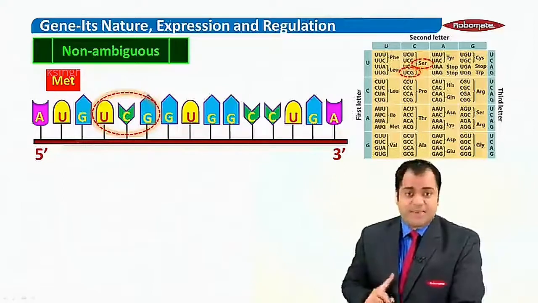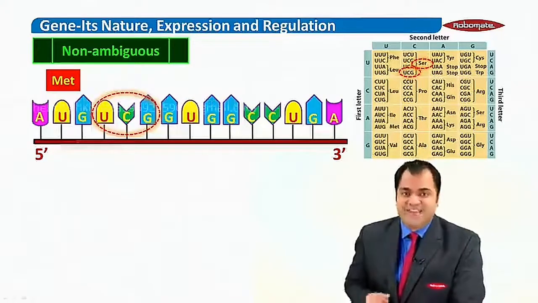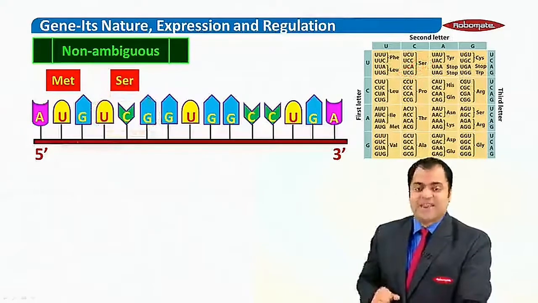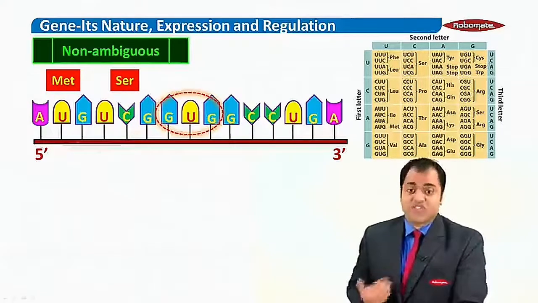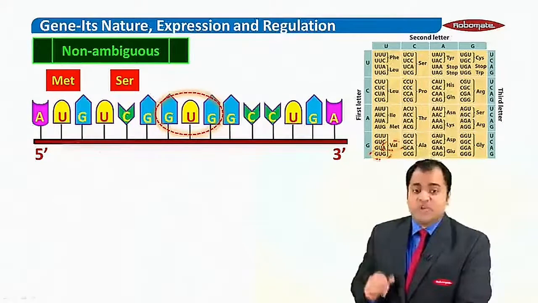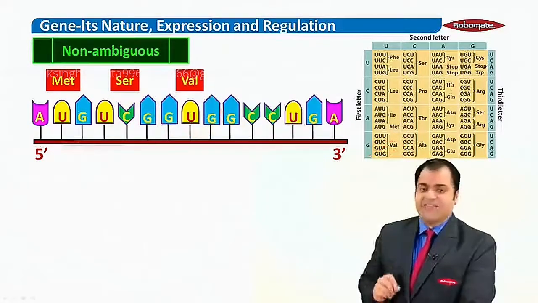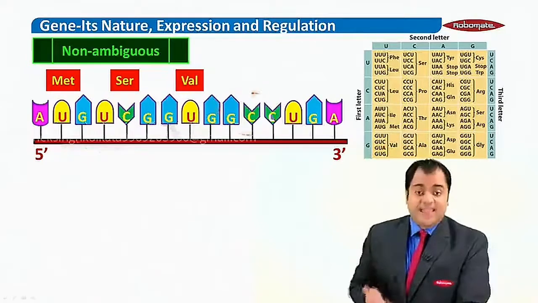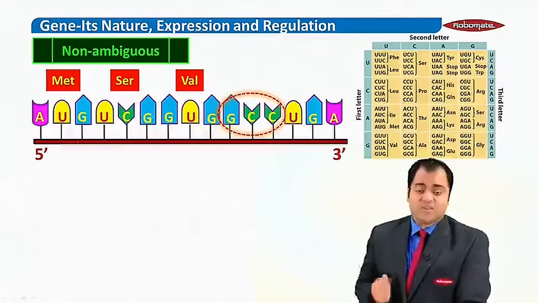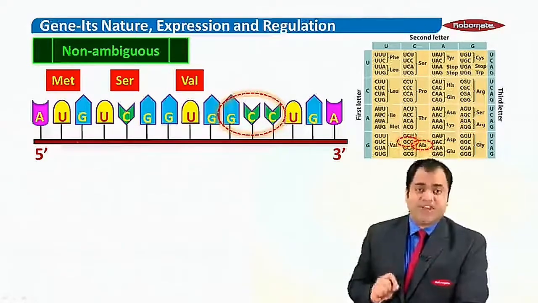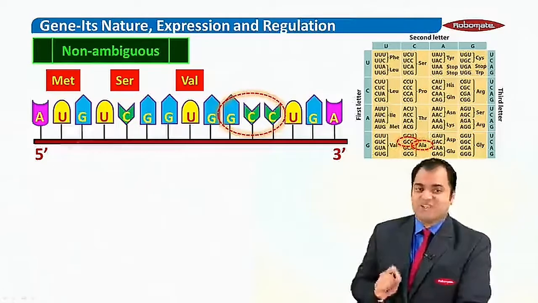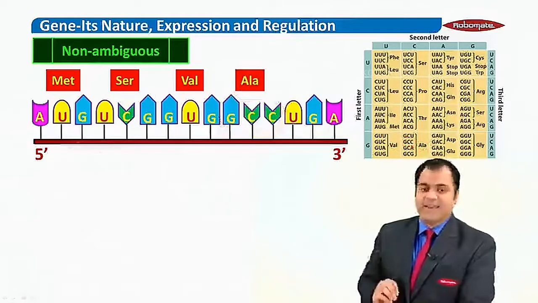UCG, if you see in the table up there, codes for amino acid serine. So we're going to add serine next. The next one is GUG. Now GUG codes for amino acid valine. So I'm going to add valine next. And the next one is GCC. Once again, if you check the genetic code table, GCC codes for alanine. So I'm going to add that up there.